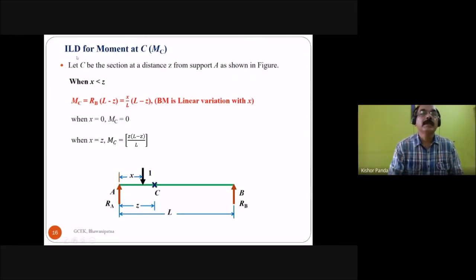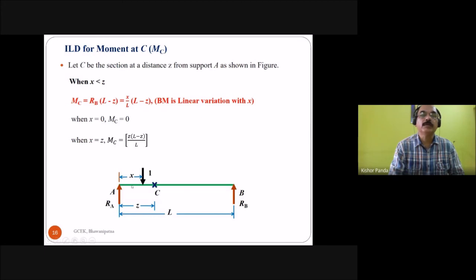Coming to the influence line diagram for moment at C, MC. Let's see with the section at a distance Z from support A, as shown in the figure. Here also you have to find out for two cases: when X is less than Z and when X is greater than Z.